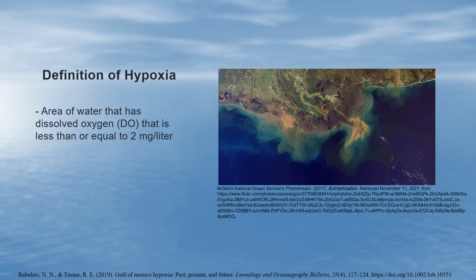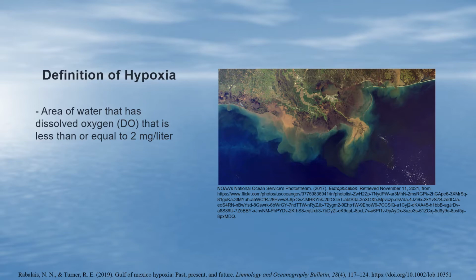So what is hypoxia? Hypoxia is commonly defined as an area of water where the dissolved oxygen is less than or equal to 2 milligrams per liter. This is generally when biodiversity is greatly affected and numerous species aren't able to survive. This is why hypoxic zones are generally considered as dead zones.